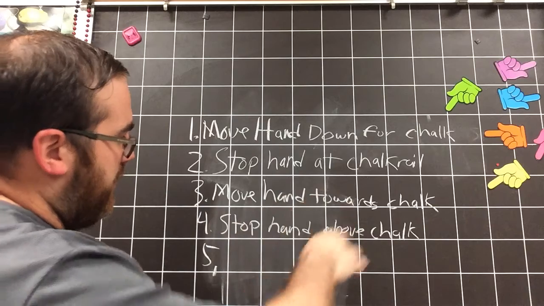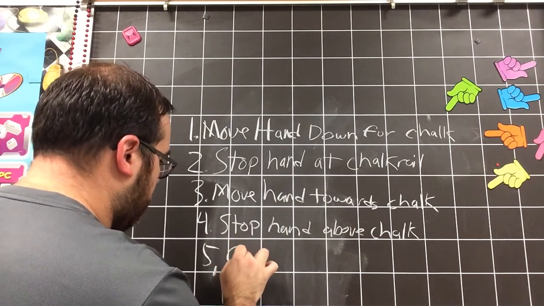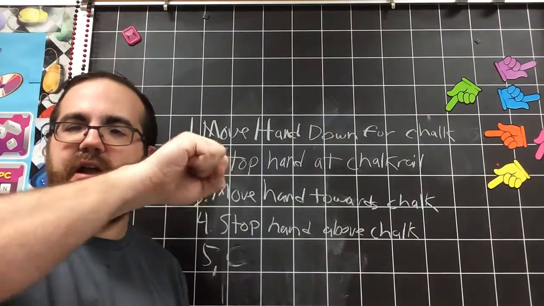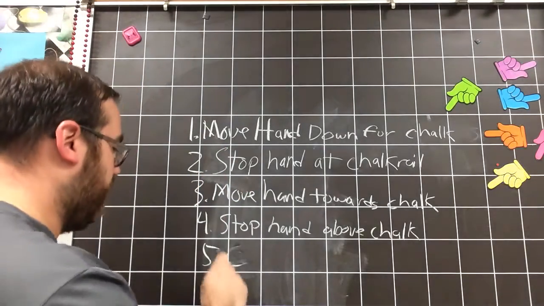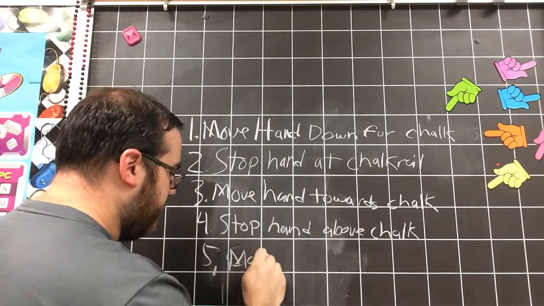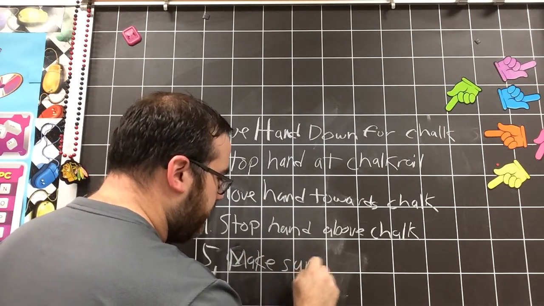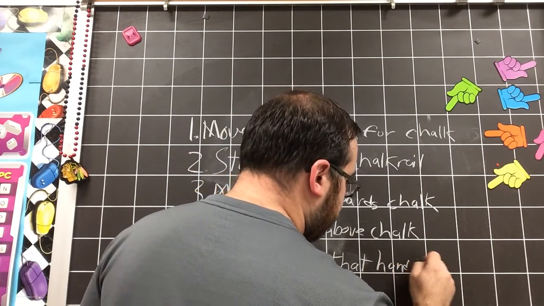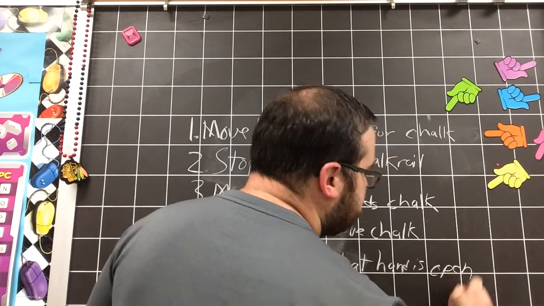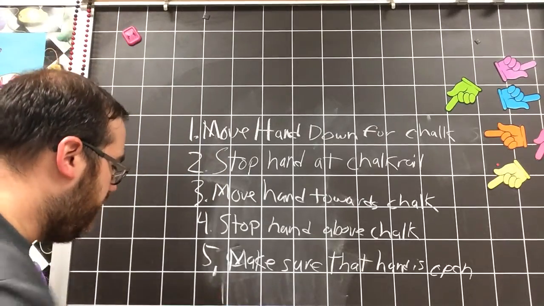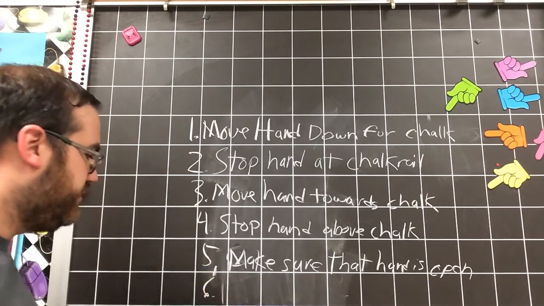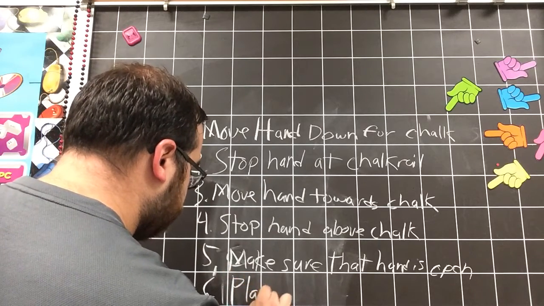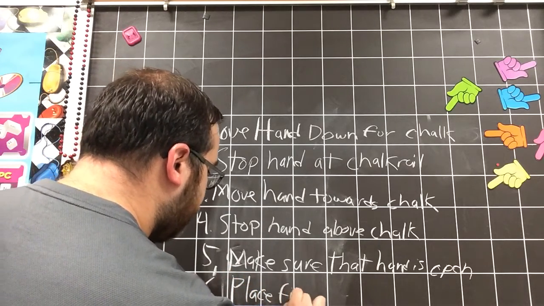Number 5, if we stop hand above chalk, then actually, before we can grab, because let's say our hand starts in a closed state, we need to make sure that our hand is open. So make sure our hand is open. And that then leaves number 6, place hand, place fingers around chalk.